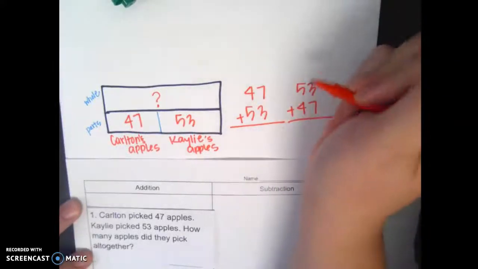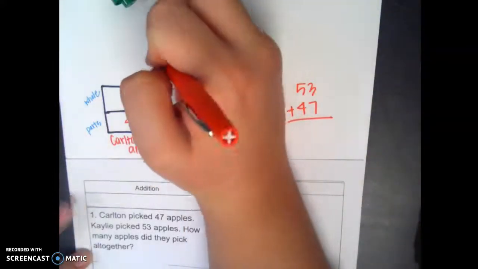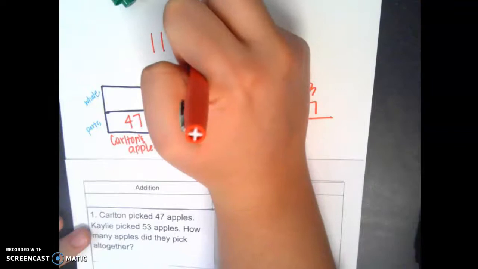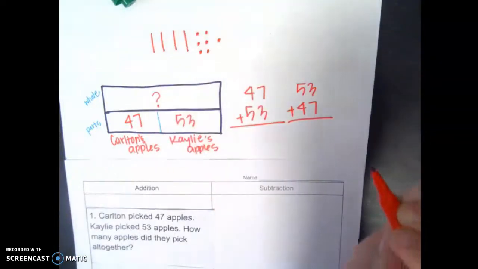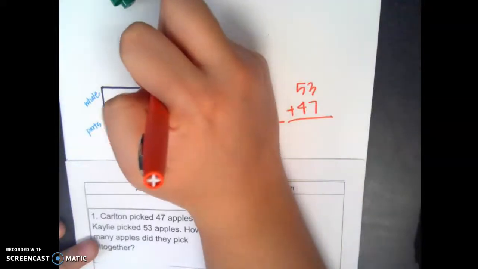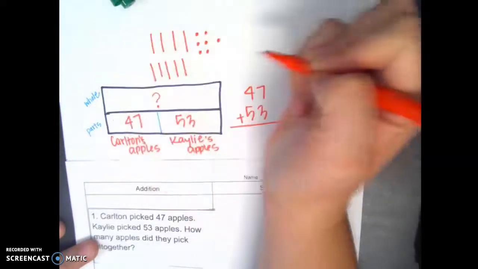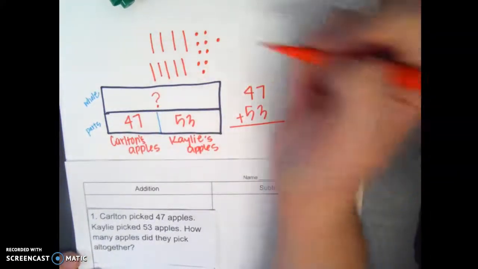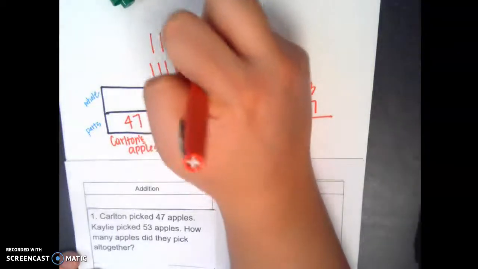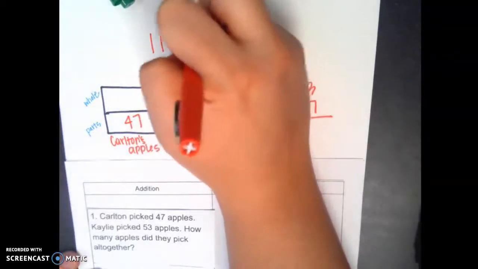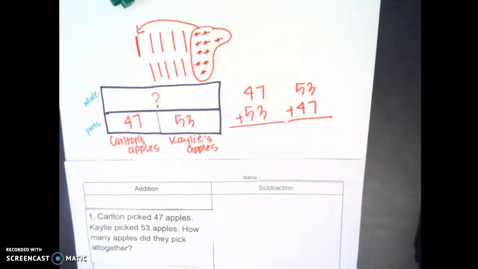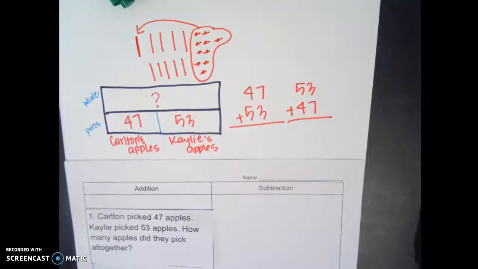And then I'm going to draw this in base 10 blocks. So 47 would be 10, 20, 30, 40, 1, 2, 3, 4, 5, 6, 7, plus 53, 10, 20, 30, 40, 50, 1, 2, 3. So that's what that could look like. And you might see them regrouping them. 1, 2, 3, 4, 5, 6, 7, 8, 9, 10. So all of this becomes a new 10. So that's kind of like a picture representation of what this problem would look like.